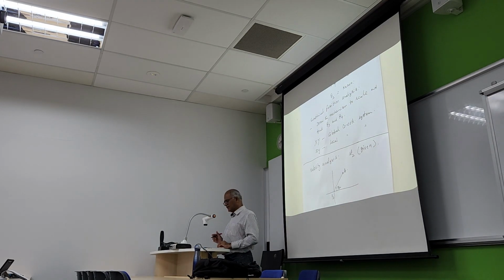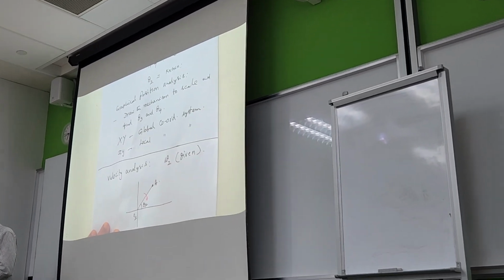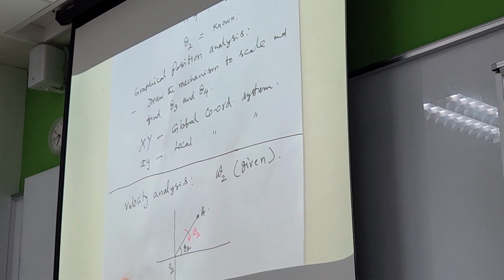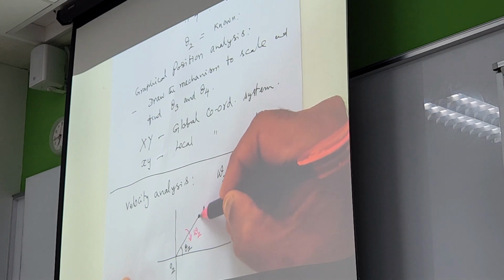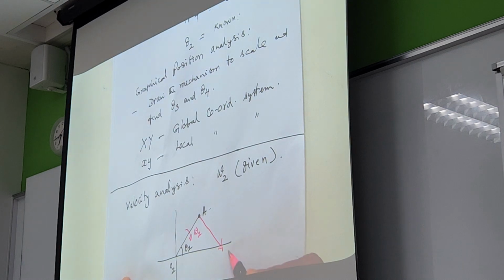Angular velocity of links. Let us say this link is rotating counterclockwise like this. So the angular velocity of this link is given like this. Now the velocity vector at point A will be perpendicular to the link, and it will be like this. This is the velocity of point A. This angle will be 90 degrees.